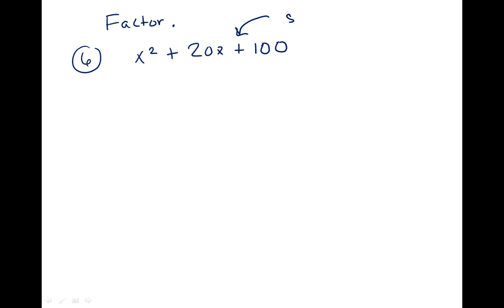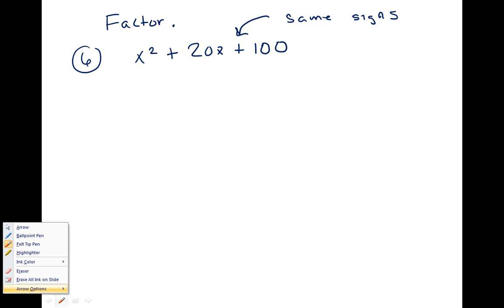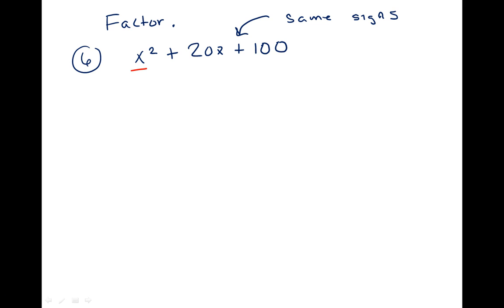So let's say I tell you to factor x squared plus 20x plus 100. Notice that's positive, so you'll have the same signs. And when you have any trinomial, you'll look at this and this just to see, oh, those are perfect squares.